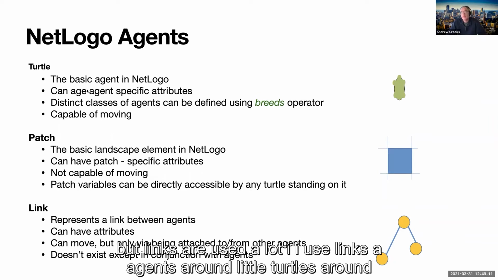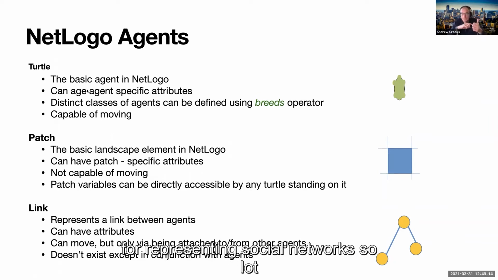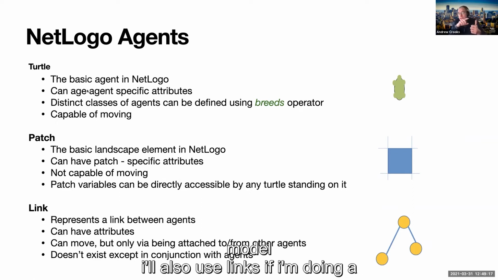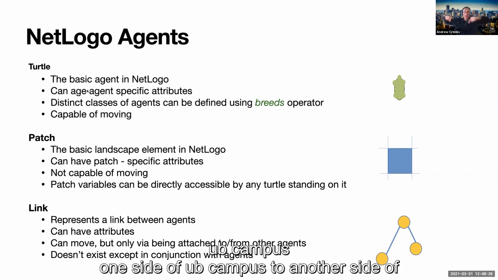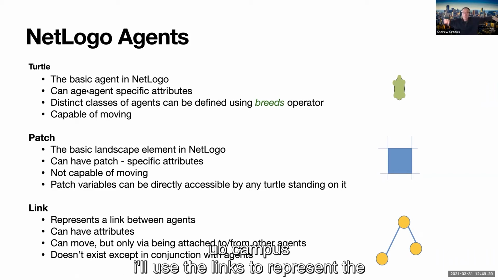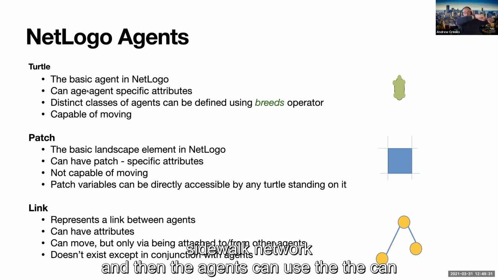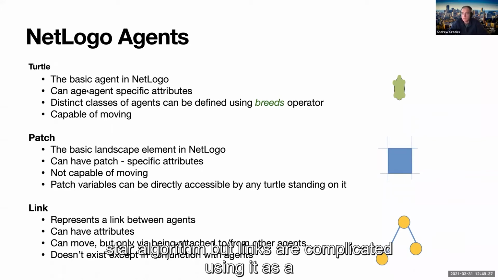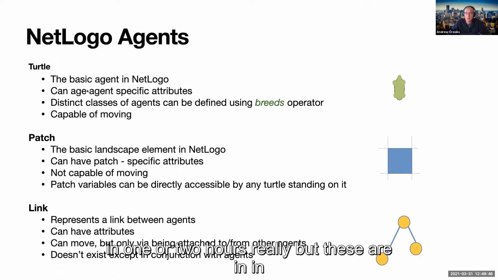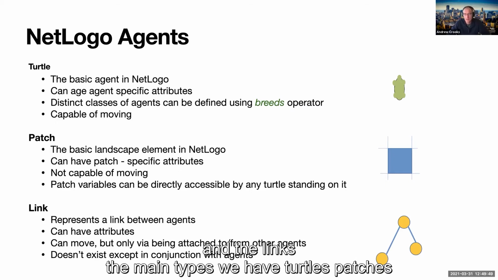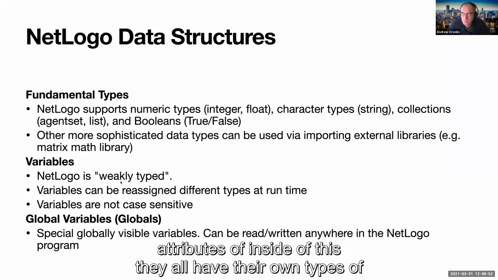But links are used a lot. I use links a lot either for representing social networks, so who's connected to whom inside of a model. I'll also use links if I'm doing a traffic model. If I want to get agents from one side of UB campus to another side of UB campus, I'll use the links to represent the sidewalk network. And then the agents can hop on the links to get across campus using say an A-star algorithm. But links are complicated, and there's no way I can explain them. I'll run through an example of that in 1 or 2 hours, really. But these are the main types. We have turtles, patches, and links. And they all have their own types of attributes.